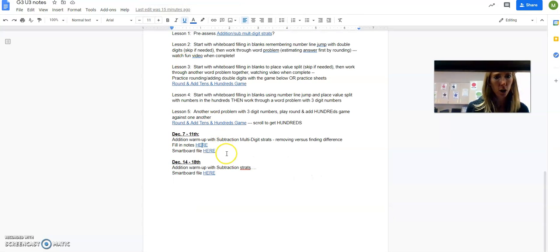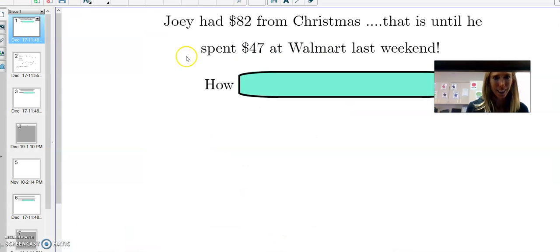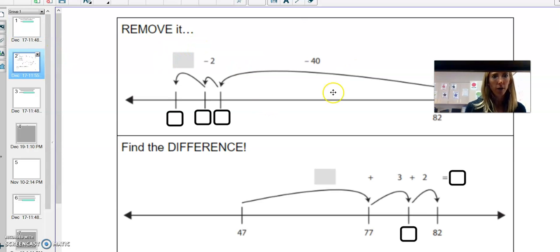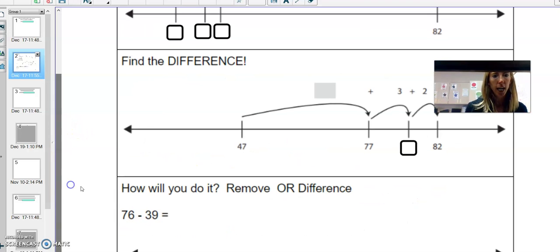So back to the notes here. The Smartboard file for the subtraction one looks like this. So you have a word problem. They're trying to decide what the question would be. And then we're going to solve it by using the removal. And then we're going to solve it by finding the difference. And then we're going to look at another problem and say, how would you do this one? Would you use removal or would you use the difference? And we'll share our ideas.